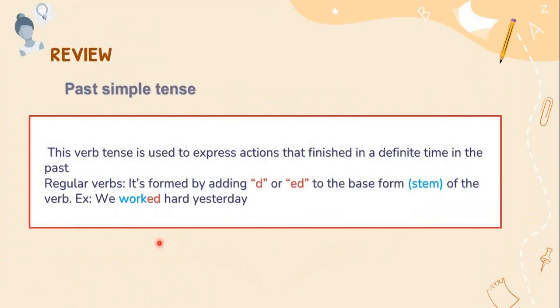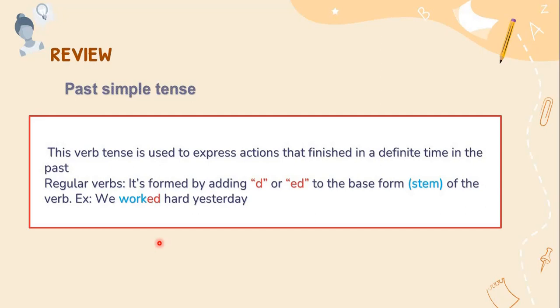This verb tense is used to express actions that finished in a definite time in the past. We have seen before that the past tense is the actions or the verbs which happened before the moment of speaking.